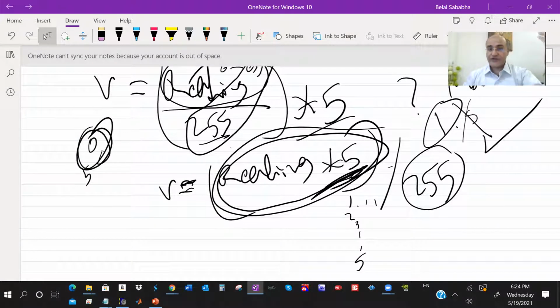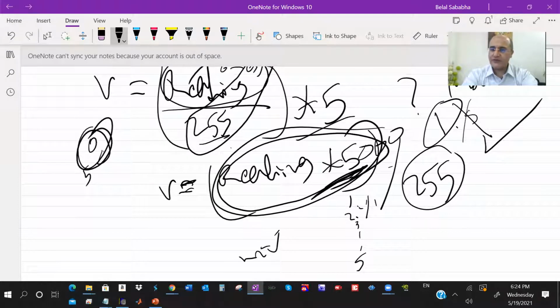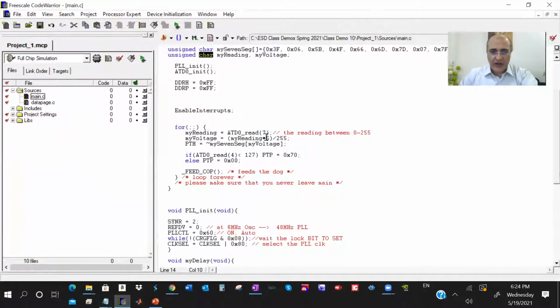Well, to get a better resolution, you can multiply by 50. You get 1.1 volt, 1.2 volt, whatever. If you multiply by 5,000, even much better. You get the things in terms of millivolts. That's why I wrote this here in this way.